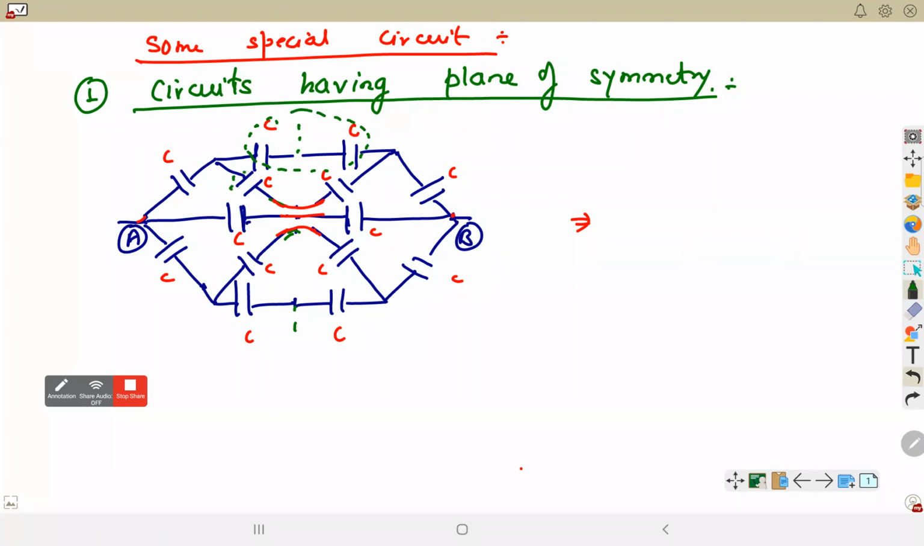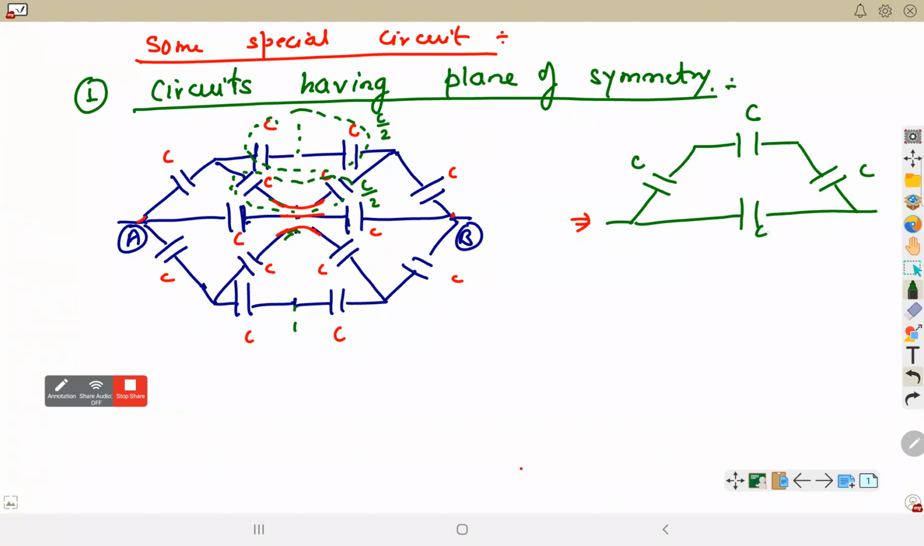Meher, what is your answer? C. Okay. Isha, what is your answer? ऊपर का C/2, नीचे का C/2, दोनों पैरेलल में, that becomes C. Here C and C in series becomes C/2. The lower branch is exactly the same as the upper branch.